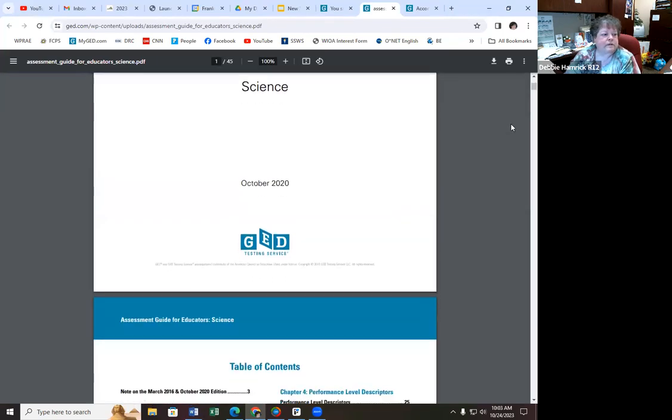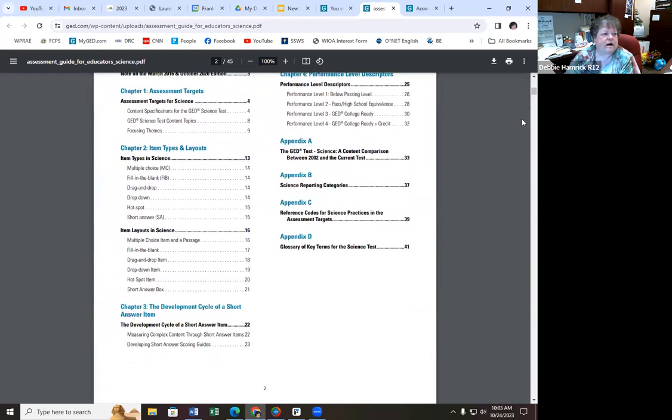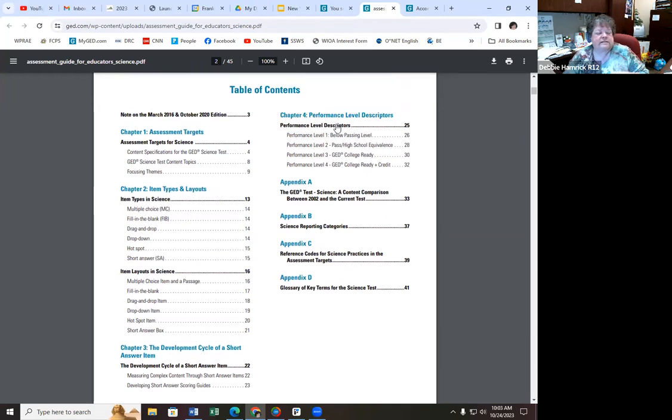So let's look here at the educators guide for science, just to give you an exposure to it. You come in and it talks about assessment targets, types and layouts. We all know what the layouts are: click and drag, drag and drop, hotspot, short answer, multiple choice. This gives you a little bit more information on what they're looking for: item layouts, development cycle of short answer, how to answer the question, what they're looking for.